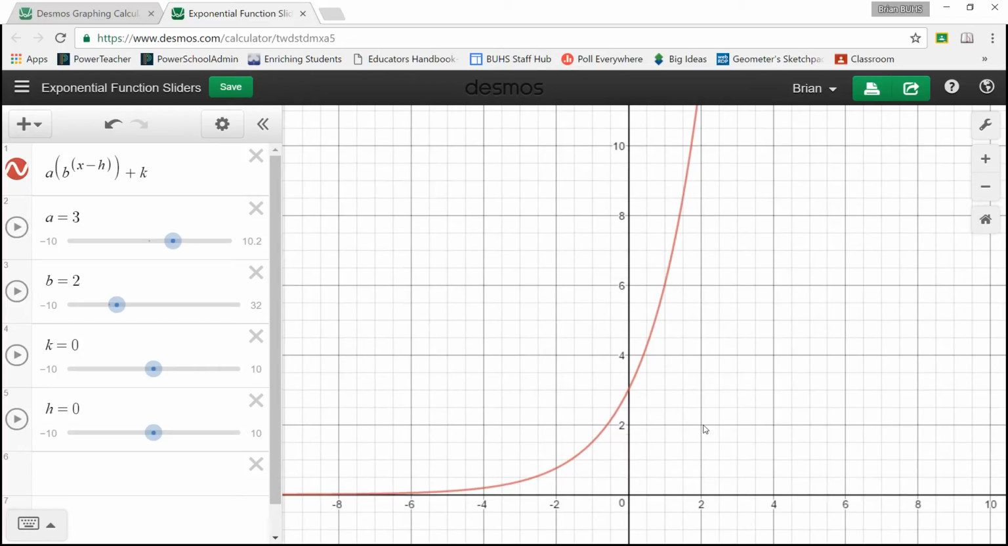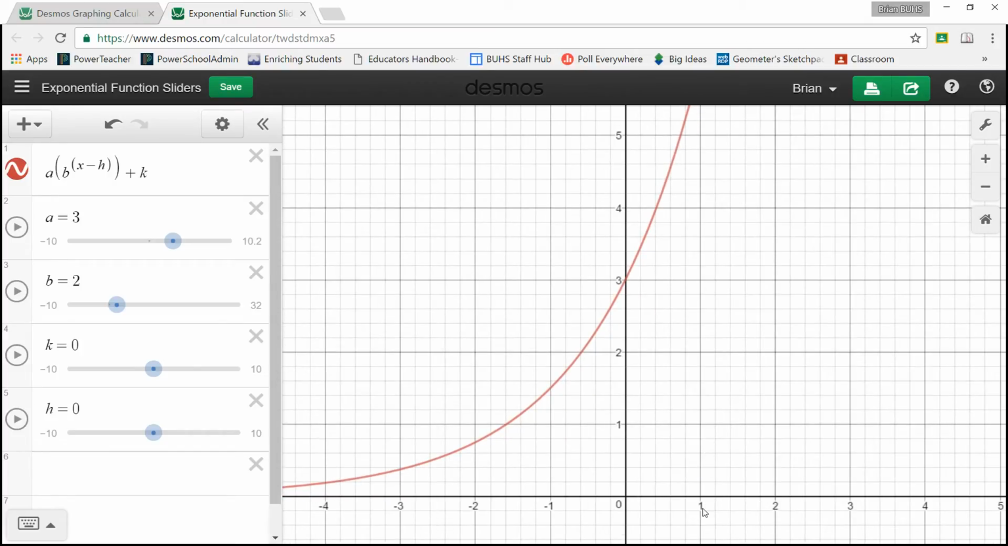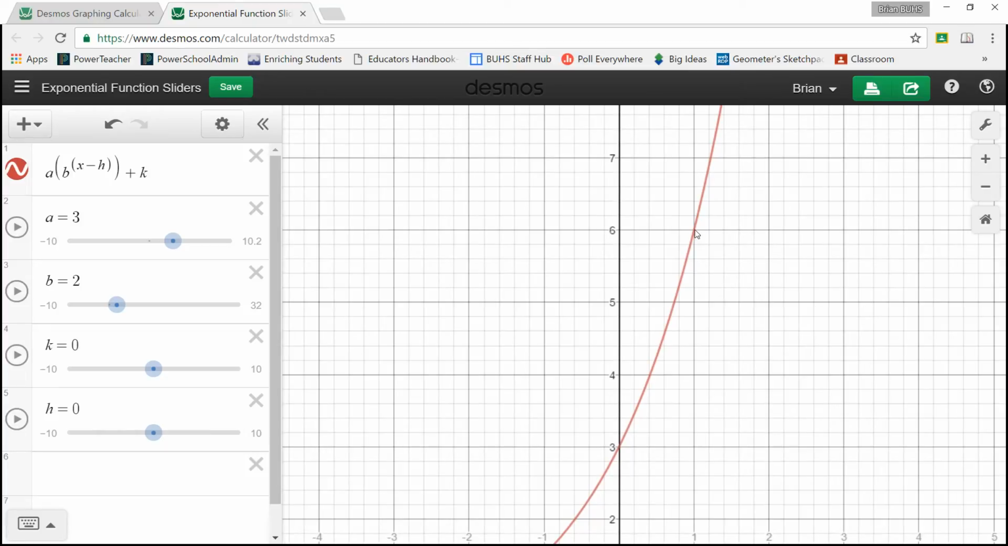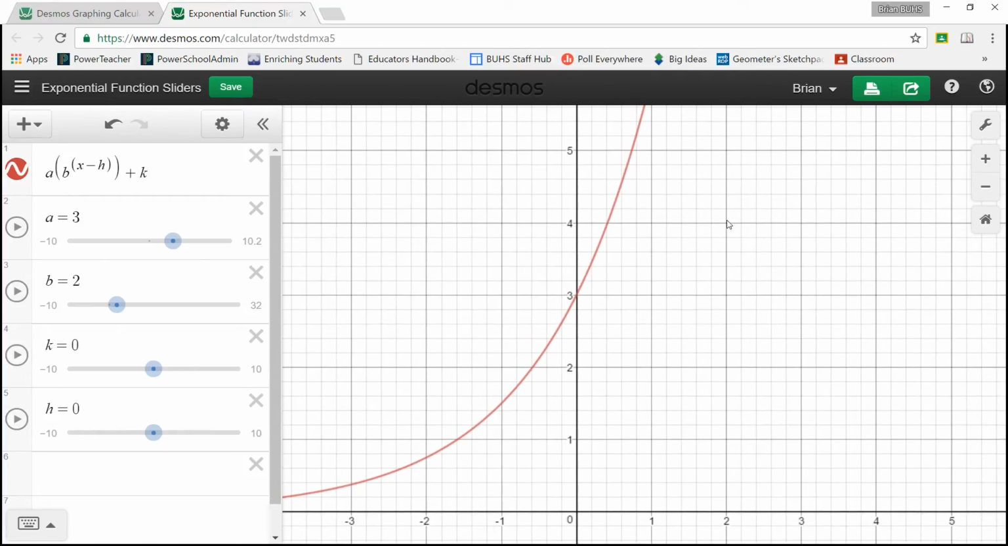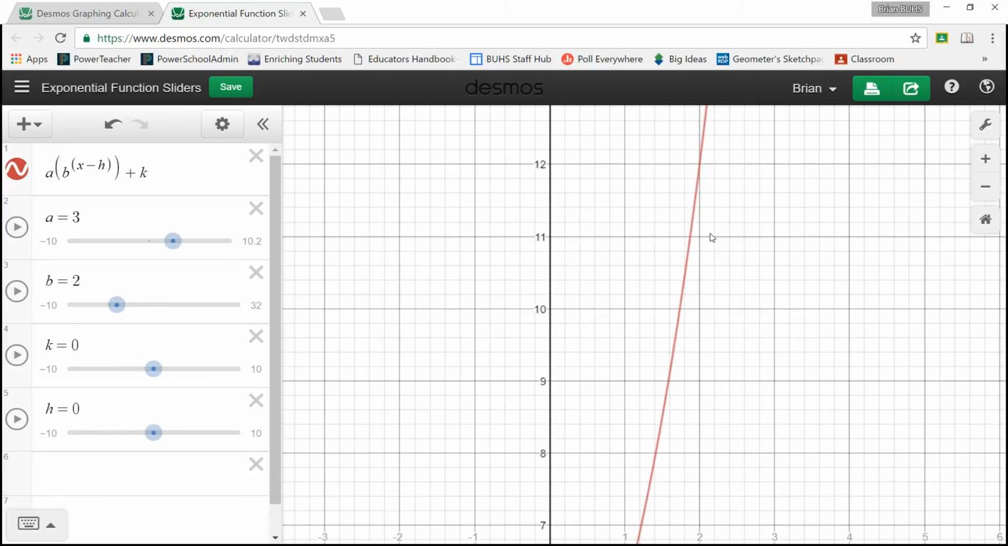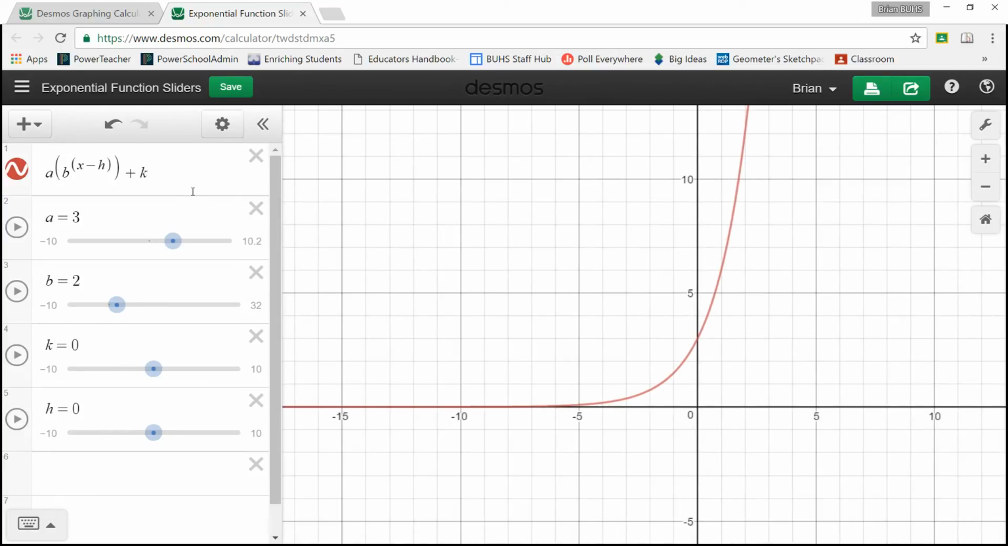I'm looking at the wrong point. This used to be 2, but now 2 times 3 is 6. When I plugged in 2, I used to have 4, but now 4 times 3 is 12, right? So yeah, the a value makes it grow faster.